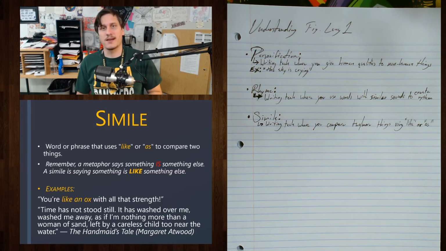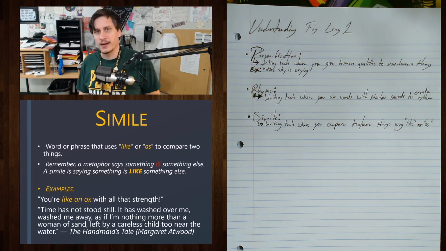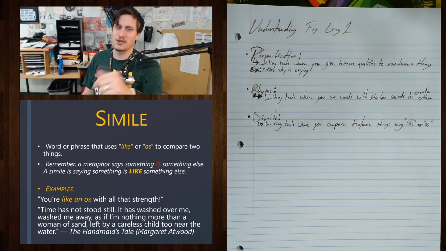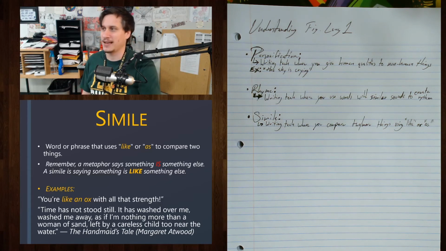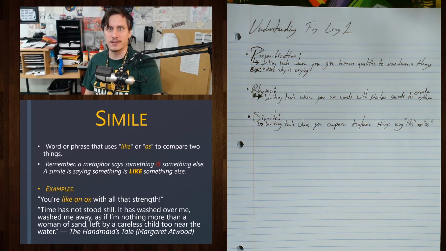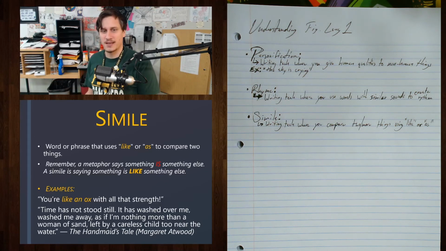If somebody ever says you're like an ox, hopefully they say you're like an ox with all that strength, because if they don't clarify the strength part, then I guess you could just say, I'm a big smelly animal. Awesome, thank you. If somebody says you are an ox, then I guess that means you literally are one. I don't know how, but they're using metaphor. But if they say like or as, they are using a simile.